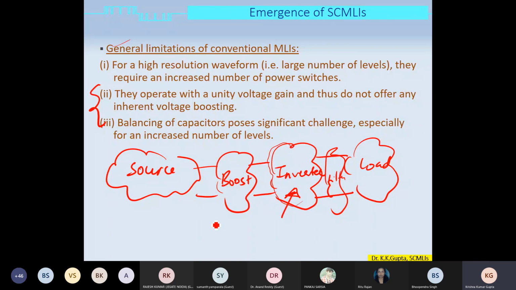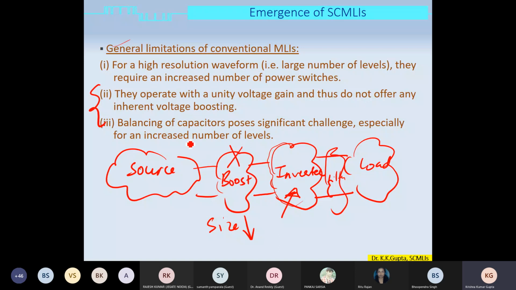So what happens is that the size of this boost converter gets reduced because some amount of boosting is provided by the inverter itself. And in some cases, I'll discuss one case where the boost provided by the inverter is so good that you do not need this boost converter at all.